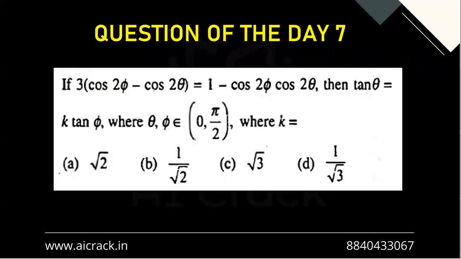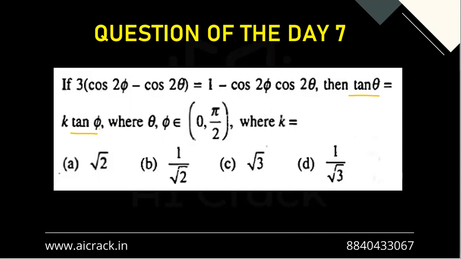Maybe I can do cos C minus cos D, or I can do reverse transformation of cos 2φ and cos 2θ. I can do this as well. Maybe I can use double angle formulas, cos 2θ equals 2cos²θ minus 1. But I get no idea of what to do after doing that. But one thing which I can observe is I can see tan θ and tan φ over here.